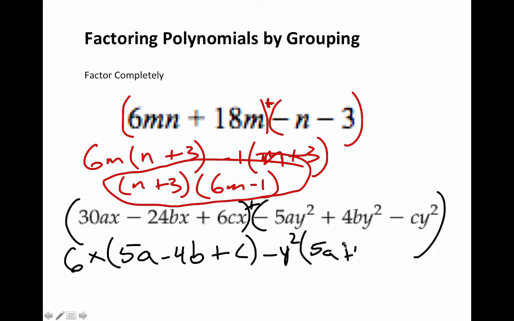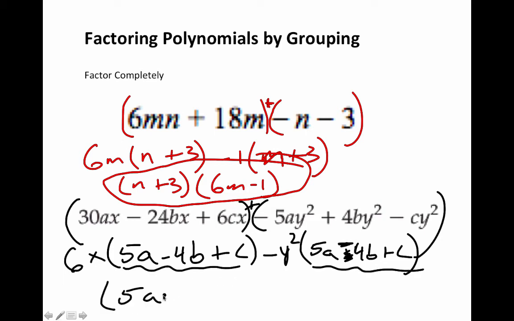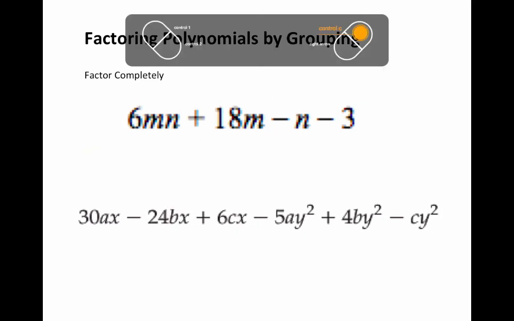Whoops, that should be a minus 4b plus c. Hey, look at that. We got one of those there and one of those there. Winner, winner. Take it out. 5a minus 4b plus c. Leaves me with 6x minus y squared. And we're done. Factored completely.